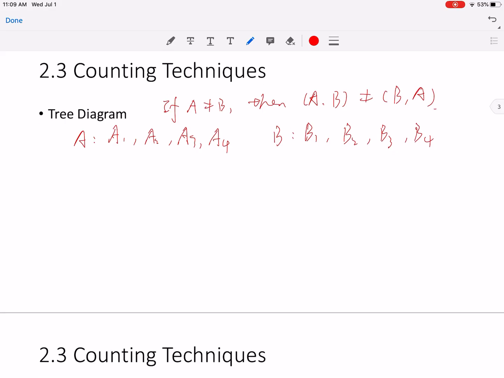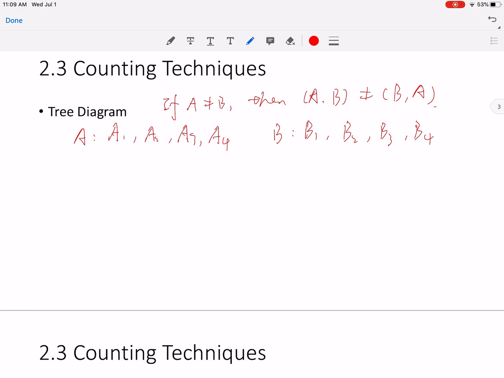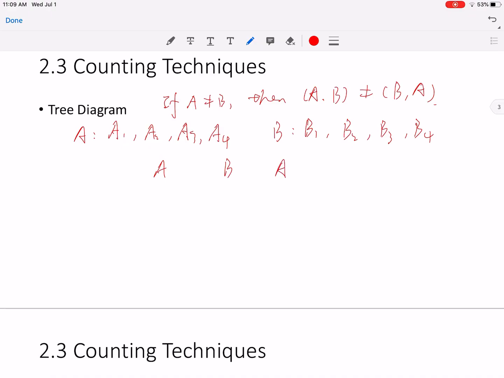Okay, let's take a look at the options. First of all, I'll write down the value of A, and then the value of B, and then AB, the ordered pair AB. So first of all, let's select a value for A. Of course, there are four choices for A. It could be A1, A2, A3, or A4. Right? We get four choices.